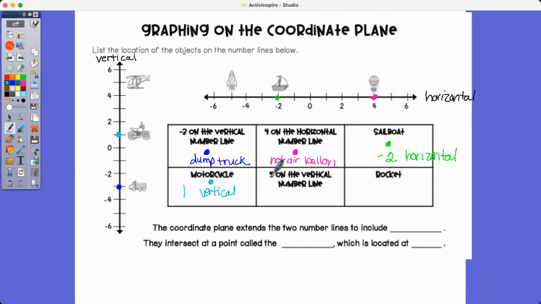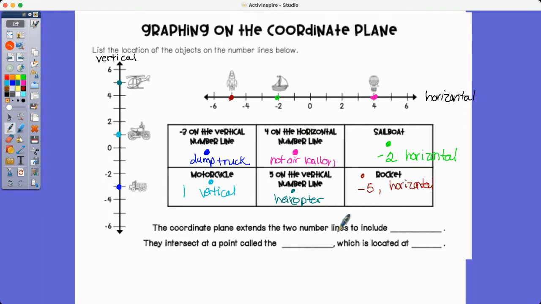And then I'm going to go 5 on the vertical number line. So let's use dark green for that. Mark that, and that's a helicopter. And I spelled that wrong. Helicopter. And then a rocket. Where is my rocket? I will use maroon for the rocket. And that is at -5 on the horizontal.